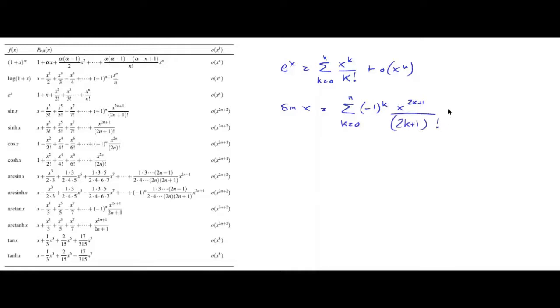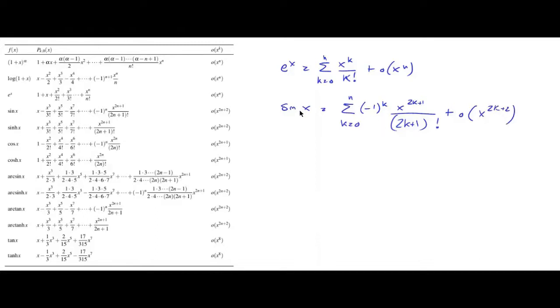You don't need to learn all of them from memory, right? Well, a few of them are important. So for instance, e to the x is the sum from k equals 0 to n of x to the k divided by k factorial plus small o of x to the n. This is a very basic one. And for instance, the sine of x is the sum from k equals 0 to n of minus 1 to the k times x to the 2k plus 1 divided by 2k plus 1 factorial plus small o of x to the 2k plus 2, right?